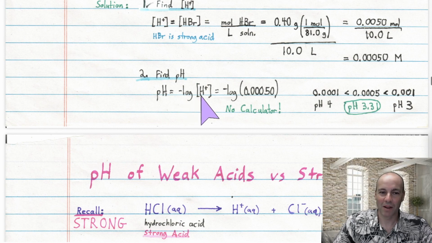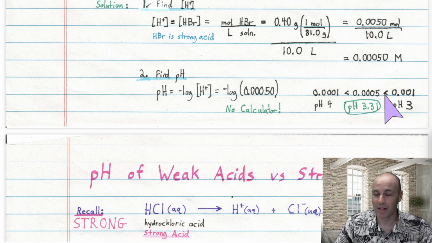You can also calculate this. The pH is the negative log of the proton concentration. If you plug that in here, the negative log of 0.0005, you'll get 3.31. But again, to answer this problem, since it's multiple choice, you don't need a calculator.